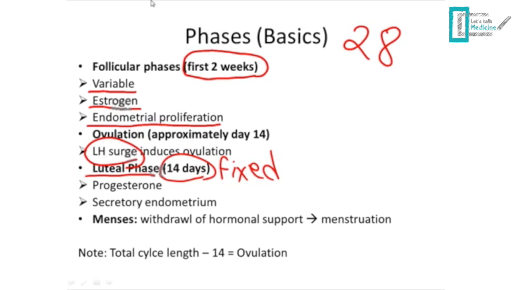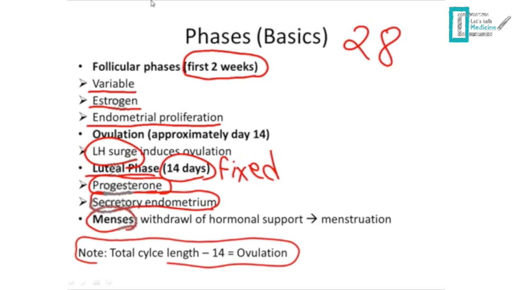Won't change. Okay? And in the luteal phase, the dominant hormone is progesterone. It will give us a secretory endometrium because we need a good atmosphere for pregnancy to happen. And then we're going to have menses, which will start the next cycle. Okay, here's a note we mentioned before. Total cycle length minus 14, which is the luteal phase days, will give us ovulation.